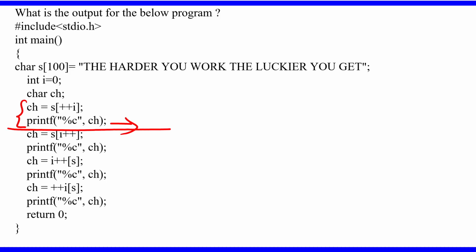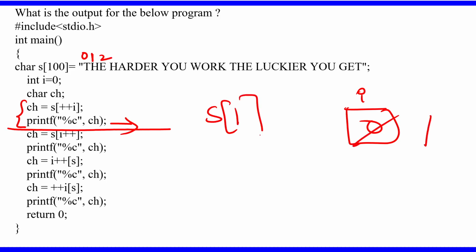What is the output of the first printf? Small h, capital H. Okay, H. Let's see what's happening here. See, s of plus plus i. So this T is at index 0, H is 1, E is 2, and so on. Okay, so the i value is 0. s of plus plus i means i will become 1, s of 1, it's very clear, it is capital H. So I'll write the output here: H.